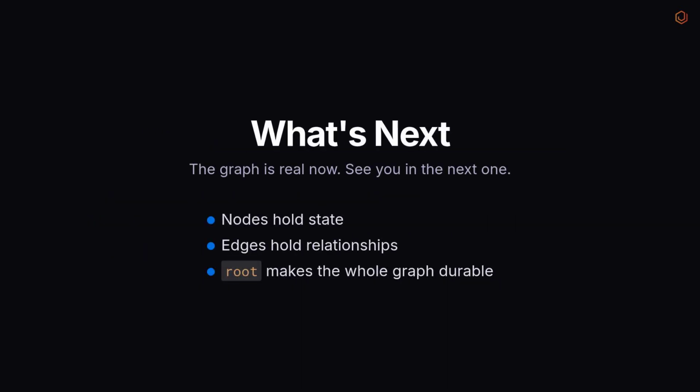That's the data model. Reachability from root gives us persistence for free with one new concept. Nodes hold state, edges hold relationships. Root makes the whole graph durable.